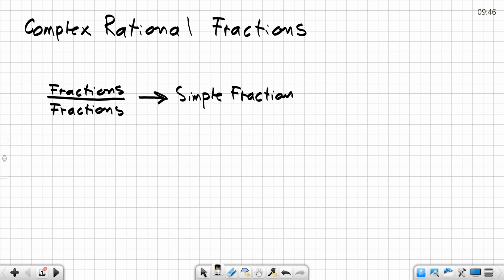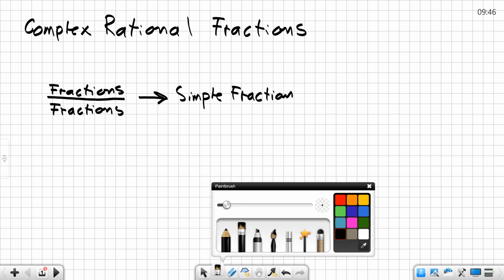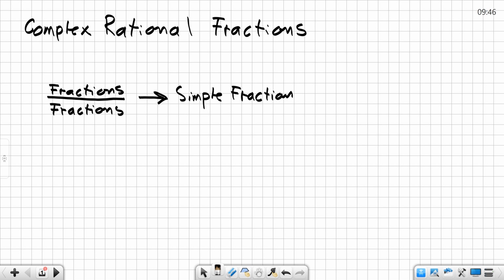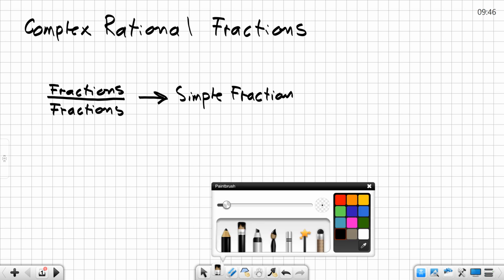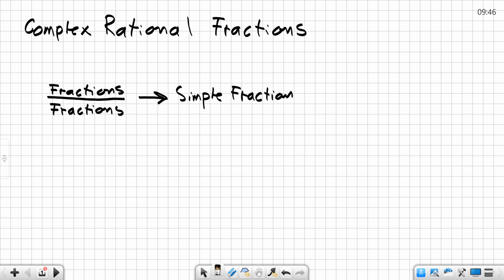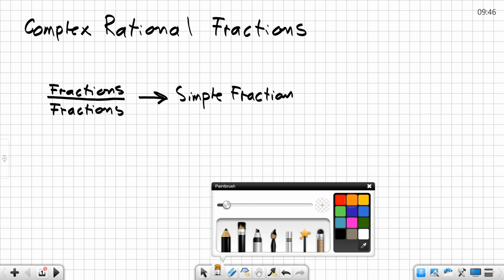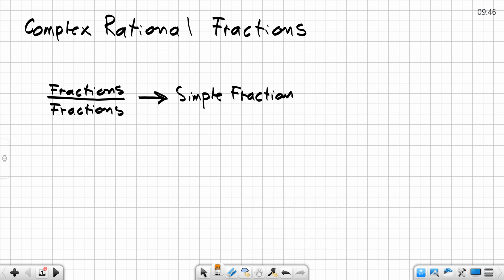Fractions, fractions, and more fractions. Yes, it is. Well, today it's coming to an end. We are going to look at the last different thing that I can do with fractions, after which we finally solve equations again. So, complex rational fractions. What does that mean? Complex rational fractions are basically just fractions divided by fractions. And the goal right here is to turn this into a simple fraction.